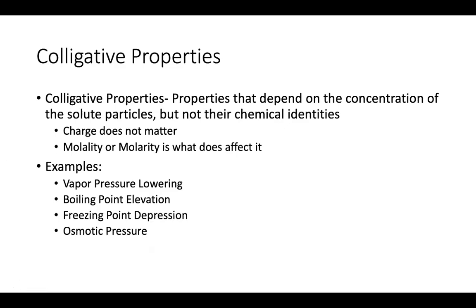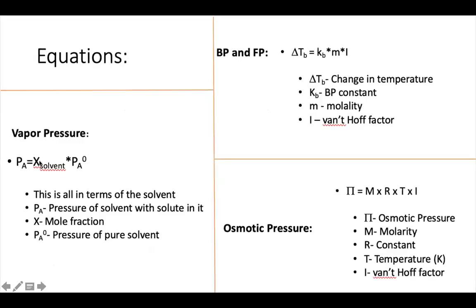We have vapor pressure lowering, boiling point elevation, freezing point depression, and osmotic pressure. Here are your equations for these 4 colligative properties. Note that I wrote this equation in terms of boiling point, but the only difference between the boiling point elevation and freezing point depression equations is that it would say delta TF for freezing instead of B for boiling, and KF for KB, which is a constant.